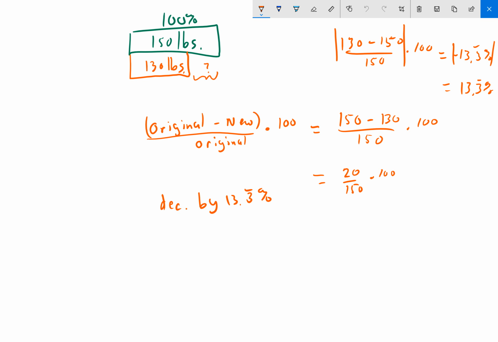So this is the second video I'm going to do, and if you just watched the first one, you'll notice I did percent increase and percent decrease, and we were finding the percent change. I'm going to do another one, and this is increasing or decreasing by a percent.